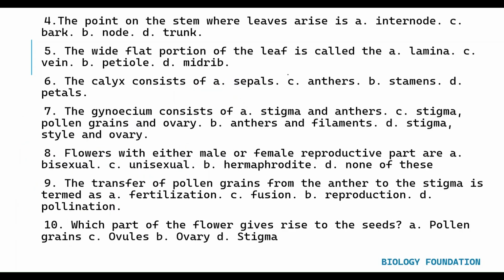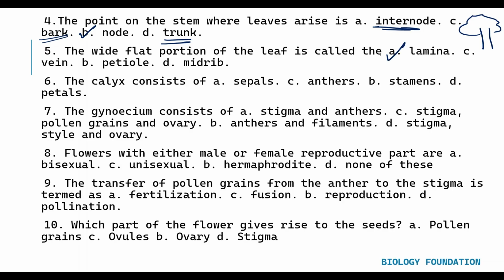The point on the stem where leaves arise, they are called node. Then what is internode? Distance between two nodes. Trunk, it is the portion which grows large in size in trees. Okay, this is the trunk in a tree. Bark is the outer covering of the tree. Okay, the wide flat portion of the leaf is called lamina.